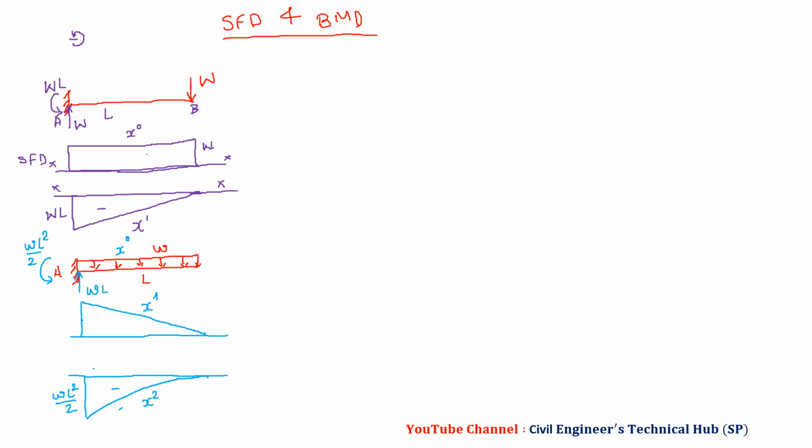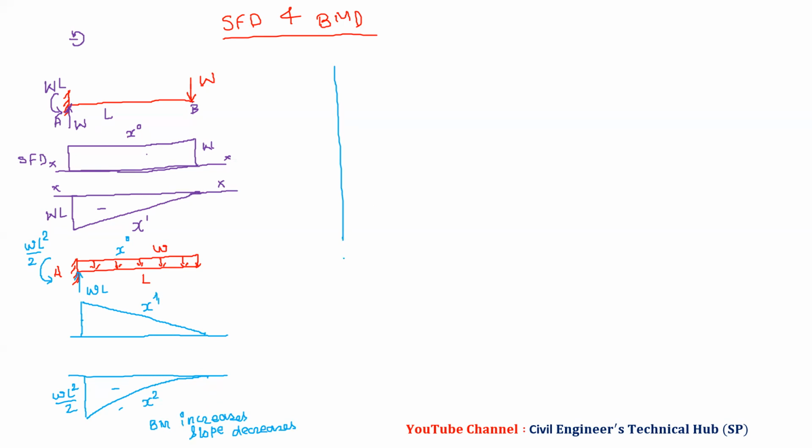Try to understand this polynomial function. For concentrated load, the shear force diagram is constant, then bending moment is linear. For UDL, the shear force diagram is linear, x to the power 1, and the bending moment diagram is x to the power 2. Bending moment increases, slope decreases. Here we have WL square by 2 negative value, and therefore it is decreasing, and we are going to get it as 0.